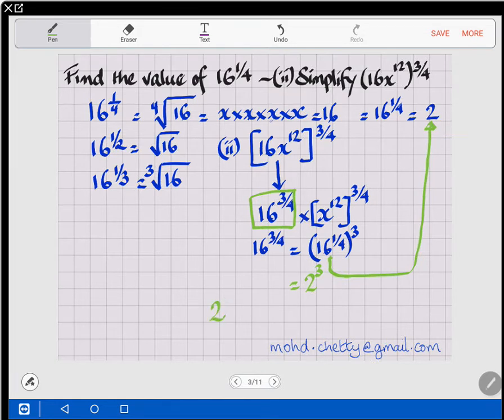On va faire 2 à la puissance de 3. OK? Multiplié par x à la puissance de 12 à la puissance de 3/4. 12 multiplié par 3/4, qui peut être x à la puissance de 9. 2 à la puissance de 3, c'est quoi? 8. 8 fois x à la puissance de 9. Answer, c'est 8 x to the power of 9. That's the answer. Alright?